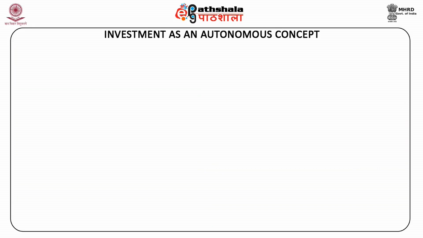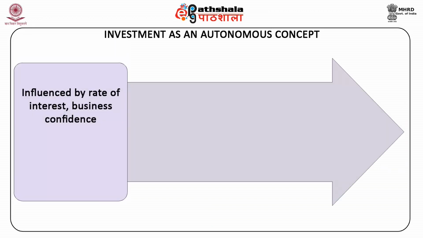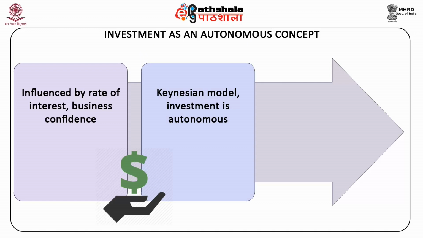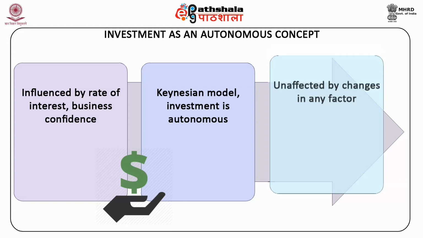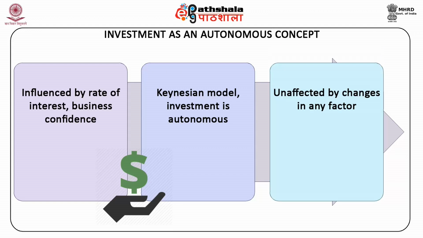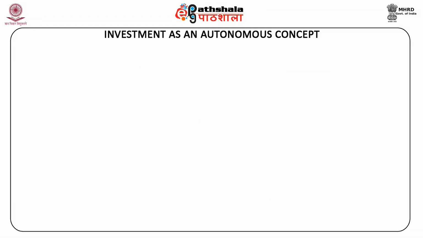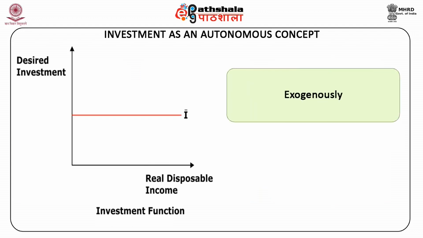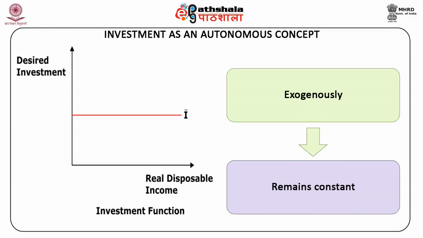Moving on to investment. Investment in reality is influenced by many factors, including rate of interest, business confidence, expectations, forecasts, etc. In this simple Keynesian model, investment is assumed to be autonomous. That means it is unaffected by changes in any of the factors, including interest rate and income. It is assumed to be exogenously given, thus, it remains constant.